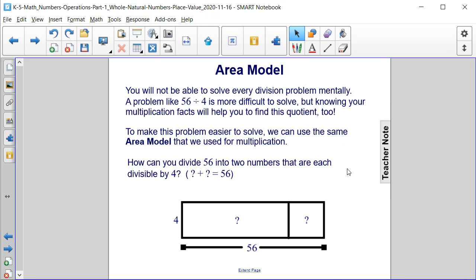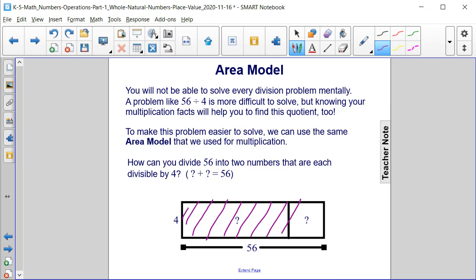You will not always be able to solve every division problem mentally. A problem such as 56 divided by 4 is more difficult to solve, but knowing your multiplication facts will help you find this quotient too. To make this problem a little bit easier, we can use the same area model that we used for multiplication. How can you divide 56 into 2 numbers that are each divisible by 4? So this 56 really represents this entire area that we have here. And we're going to break it into 2 smaller areas that are each divisible by 4.